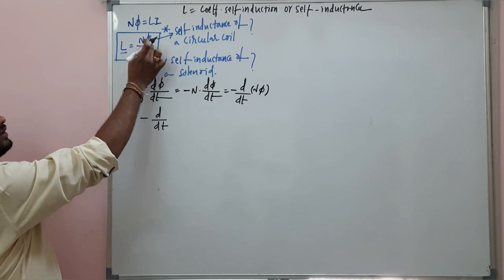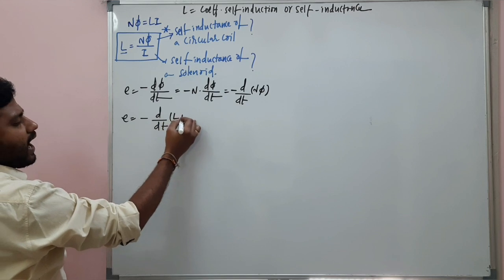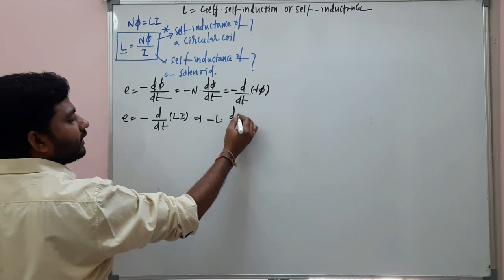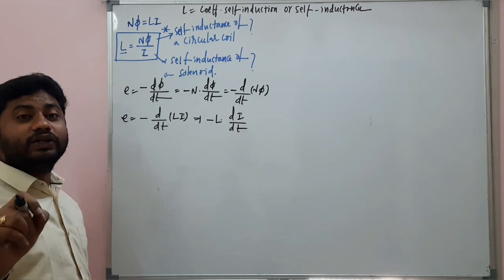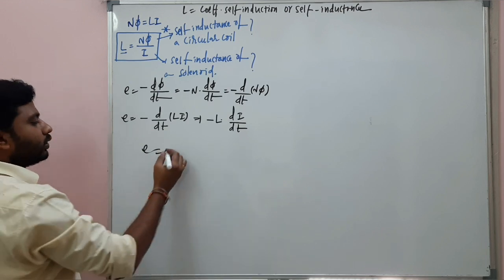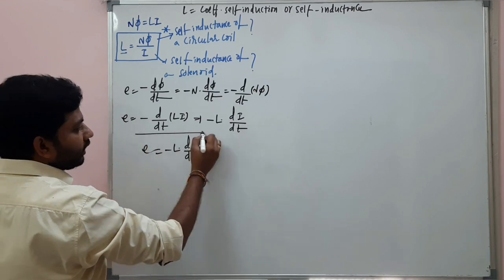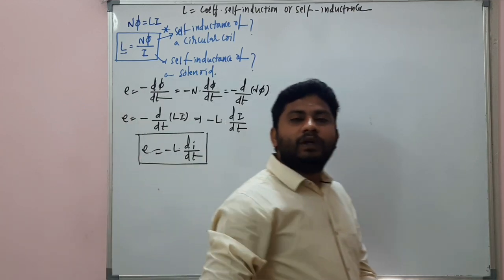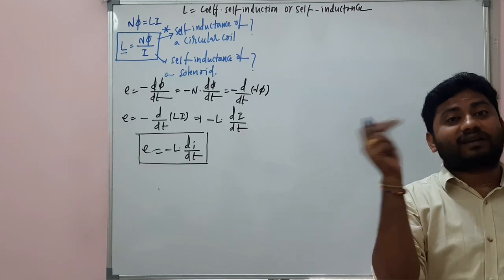From this expression, can you tell me N into phi? Just cross multiply. N into phi is equal to L I. So from here I can write minus L into di by dt. Look at this interesting expression for self-induced EMF, which is equal to minus L into di by dt. Here di by dt is the rate of change of current. Di is the change of current, and di by dt is the rate of change of current.